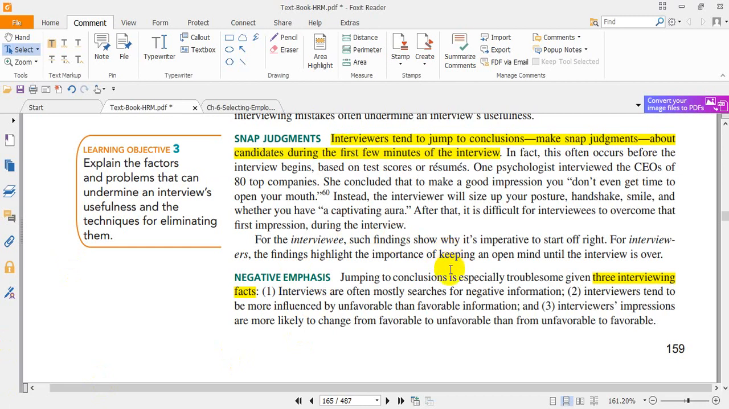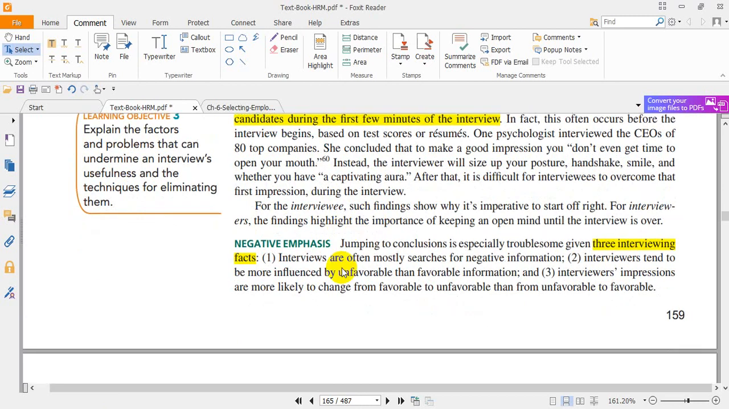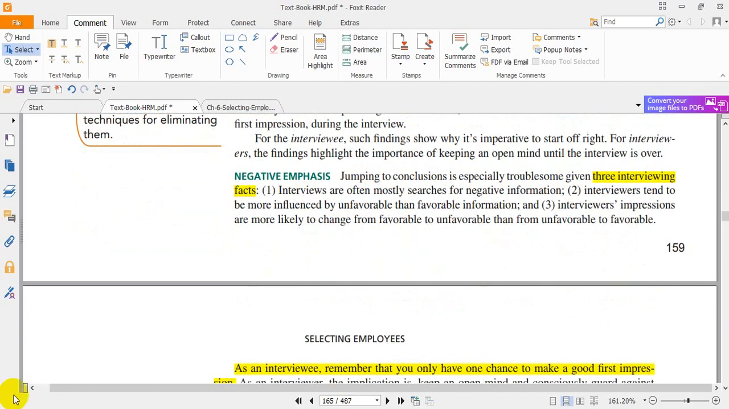Negative emphasis, jumping to conclusions, this is another mistake. Negative emphasis: jumping to conclusions is especially troublesome given the facts of interviewing. Interviews are often mostly a search for negative information. In the interview we search only for negative information. Interviewers tend to be more influenced by unfavorable than favorable information.